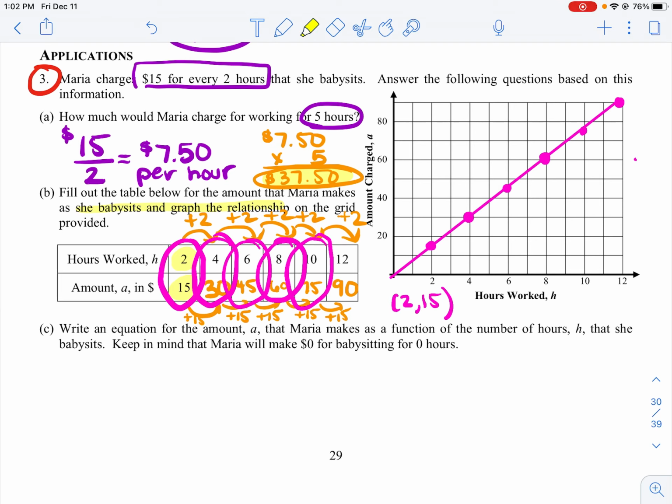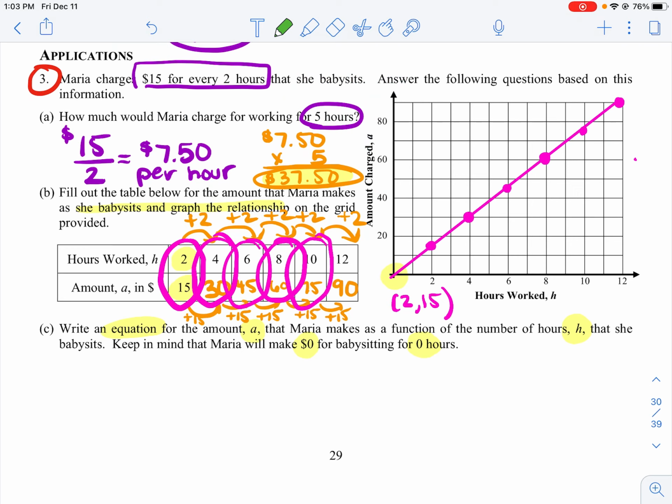All right, last thing for today. Write an equation, that means an equal sign, in the amount A that Maria makes as a function of the hours H that she babysits. Keep in mind, Maria will make nothing for no hours of work. We'll make nothing. That sounded funny. We'll make $0, right? That sort of makes sense. You don't work any hours, you're probably not going to make any money, right, guys?